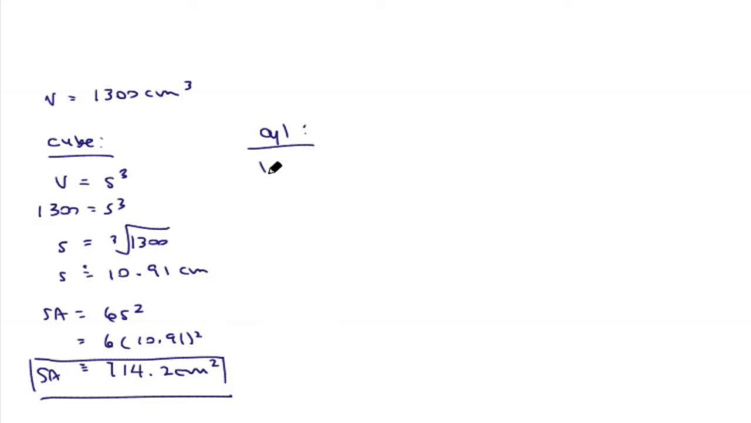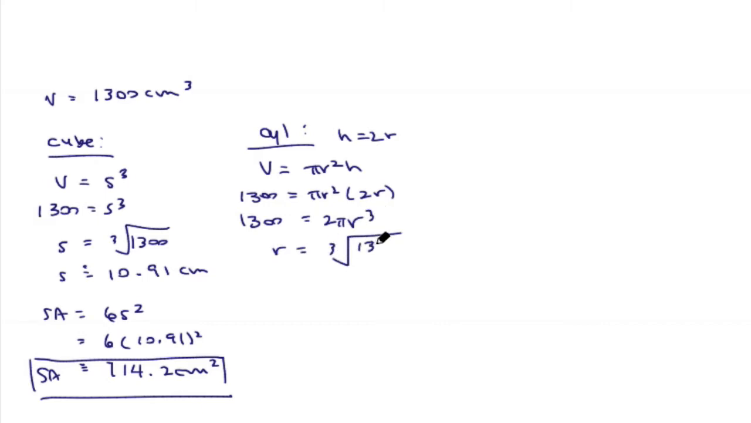For the cylinder, it's said in the question that the height is equal to the diameter, or 2r. The volume of a cylinder is given by pi r squared times the height. So volume here is 1,300 and the height is 2r. Now this can be simplified to 2 pi r cubed, and we can solve for the radius by taking the cubic root of 1,300 divided by 2 pi.